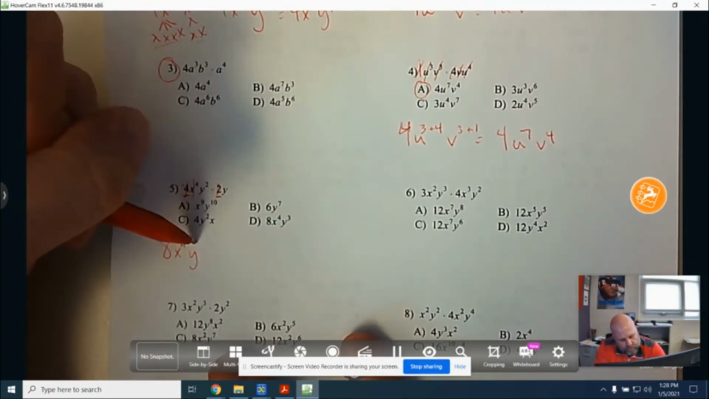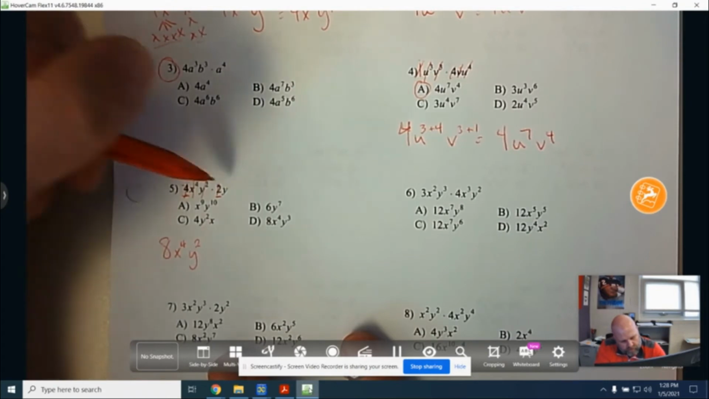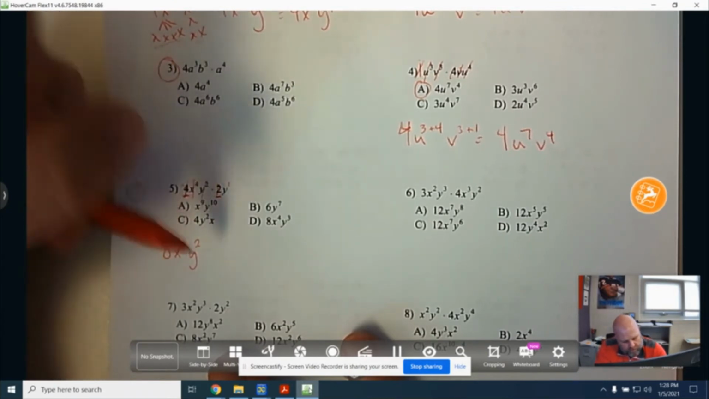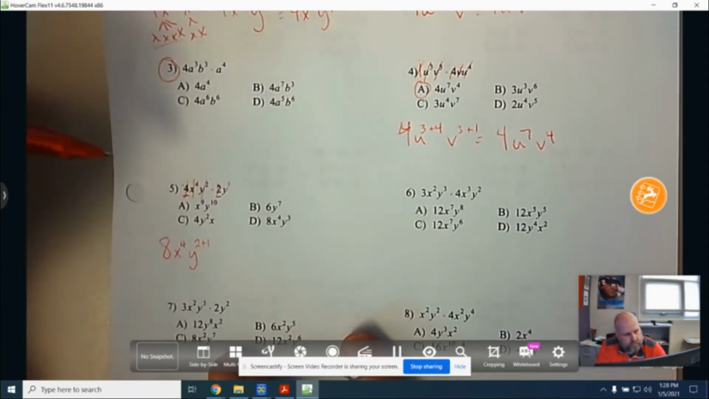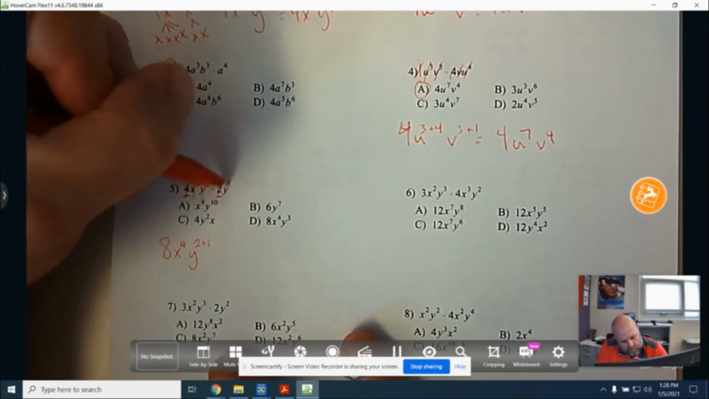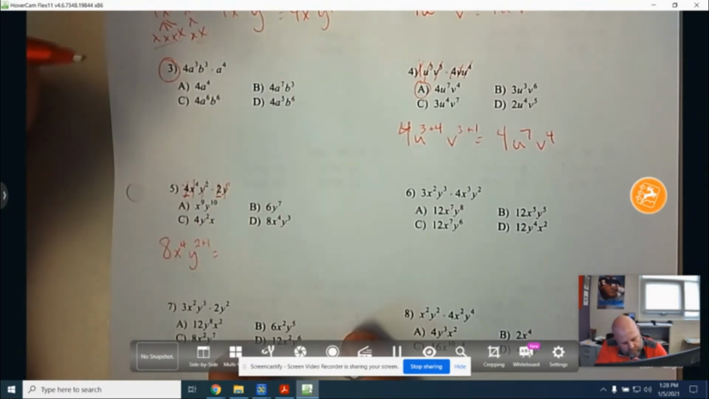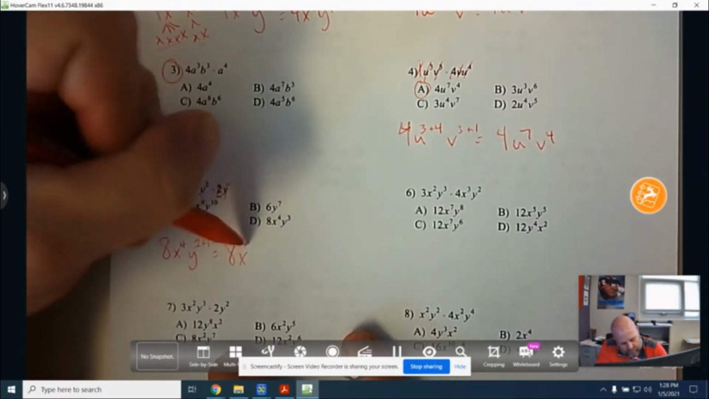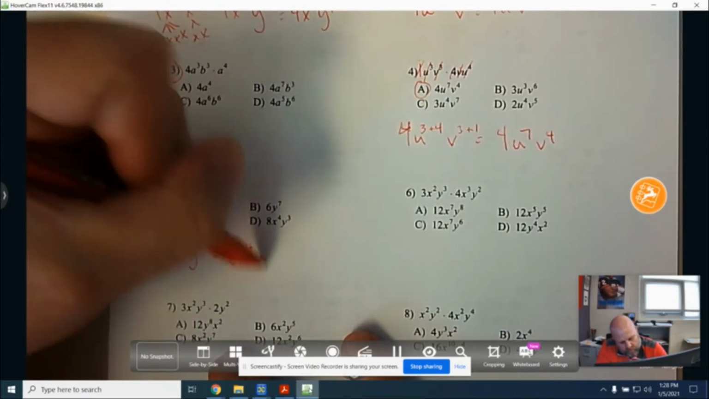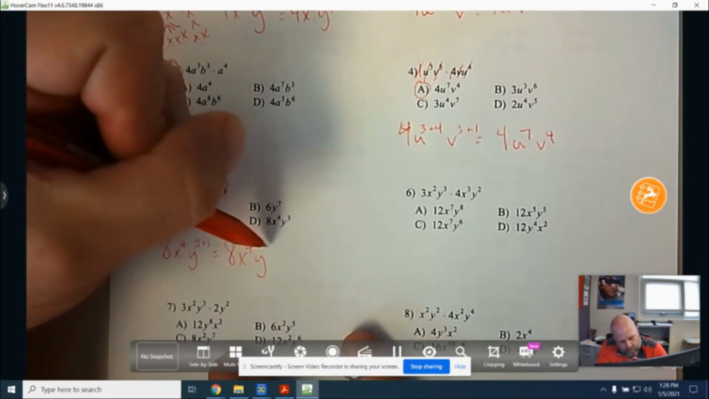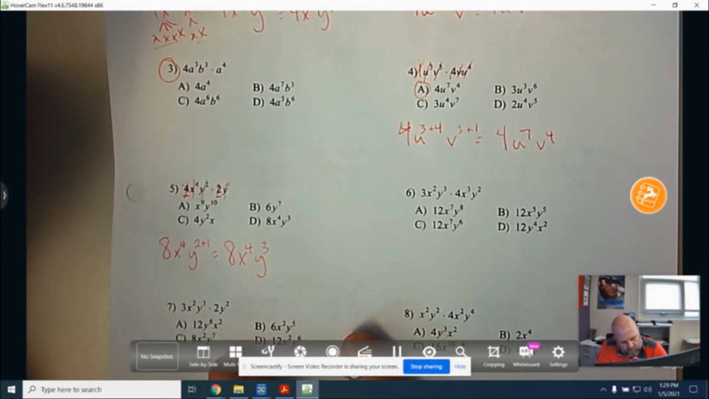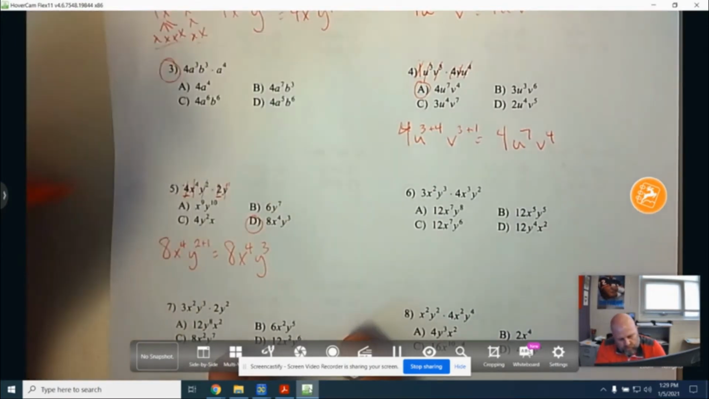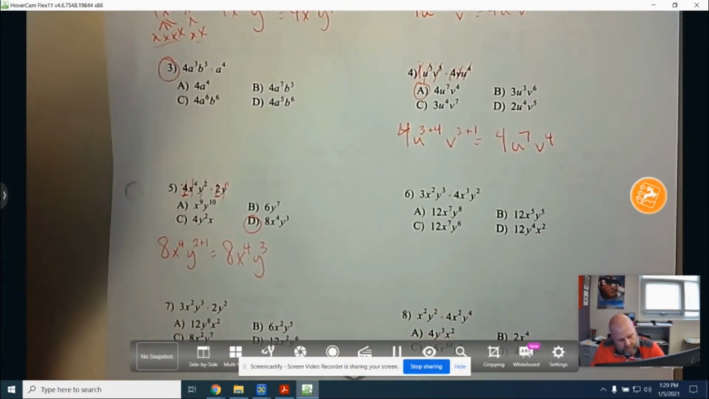So I have 2 y's here, cross it off, and I have a 1y back there, so I'll put plus 1. Cross it off as you used it. Clean it up. 8, x to the 4th, y, 2 plus 1 gives you 3. So 8x to the 4th, y cubed is letter D.